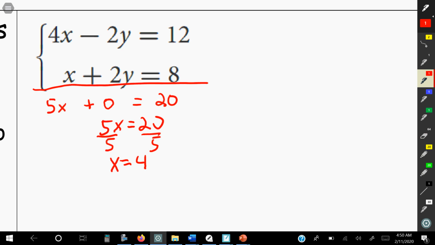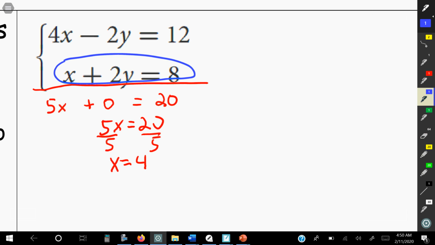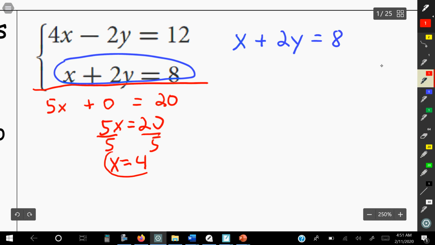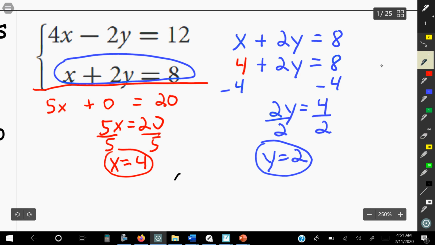Now that we know what x is, we can plug it into one of the other equations, and I just happen to pick this one. We'll plug it in there and solve for y. So I'm going to write again over here, x plus 2y is equal to 8, and I'm going to replace this x here. Now I'm going to subtract the 4 on both sides. That's going to give me 2y is equal to 4. Now I'm going to divide by 2, and y is equal to 2. So now I've got my point. My point is going to be (4, 2).